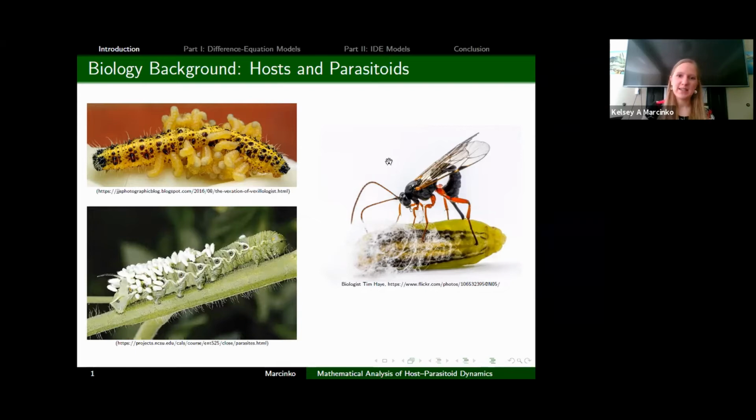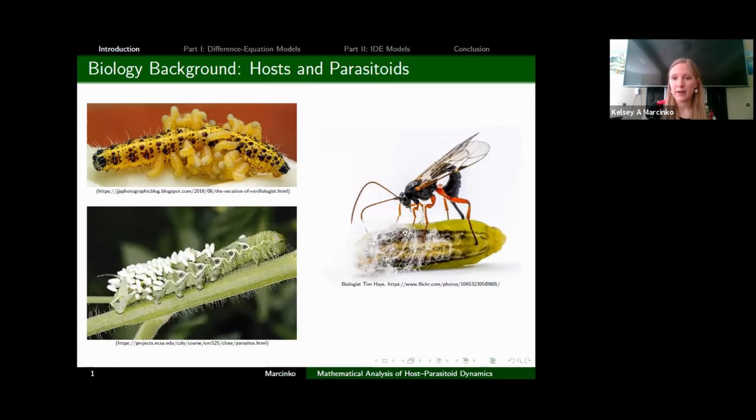Parasitoids are species that lay their eggs on or inside the body of the host, ultimately killing that host, and then that provides the sustenance and the resources necessary for the parasitoid offspring to survive and develop. So in this picture here, we have some parasitoid larvae emerging from the body of a caterpillar host. Here we have some parasitoid eggs laid on the body of this host caterpillar. And over here, you can actually see the adult parasitoid, typically a wasp species, laying its eggs inside this pupal stage of its host.